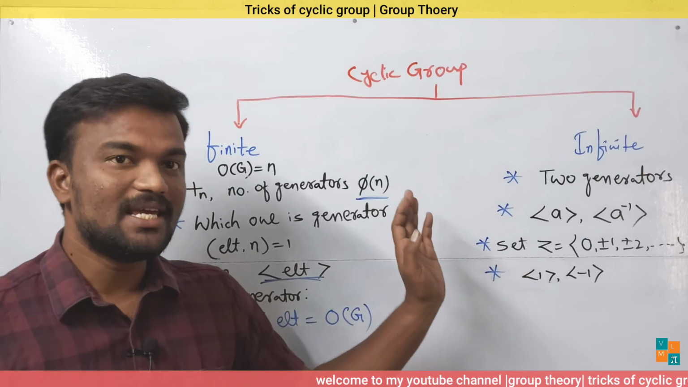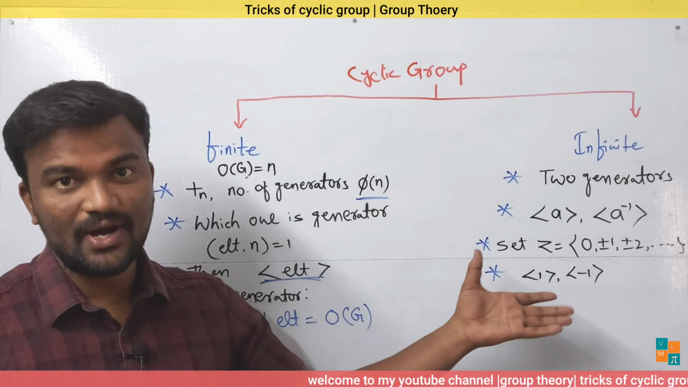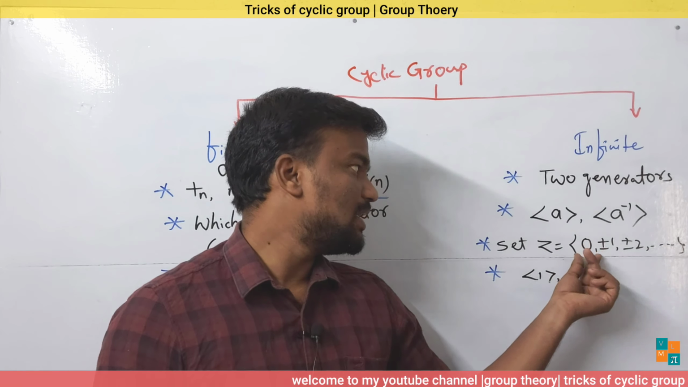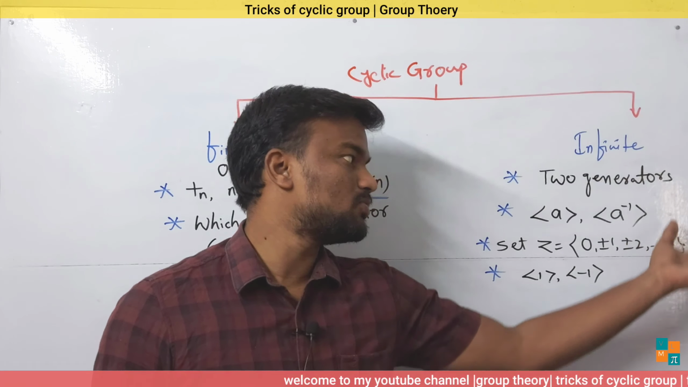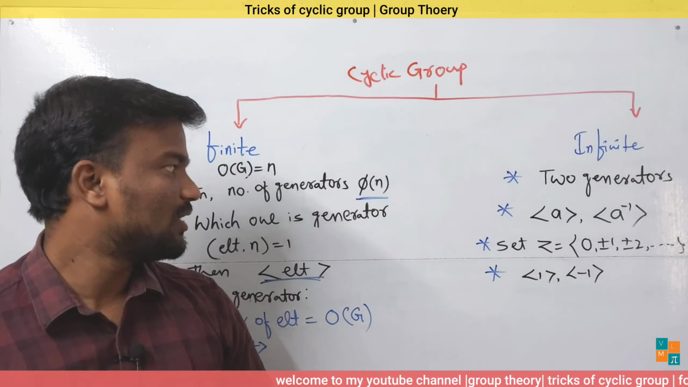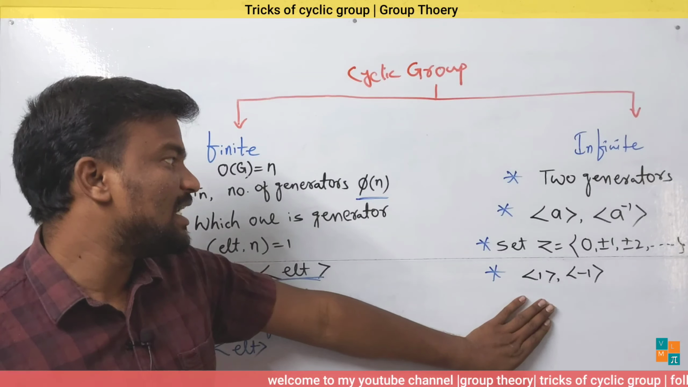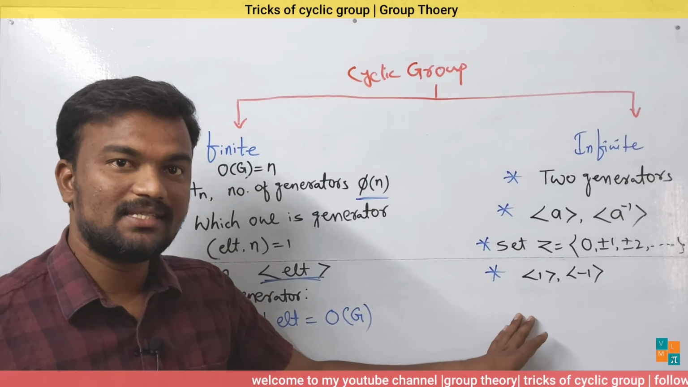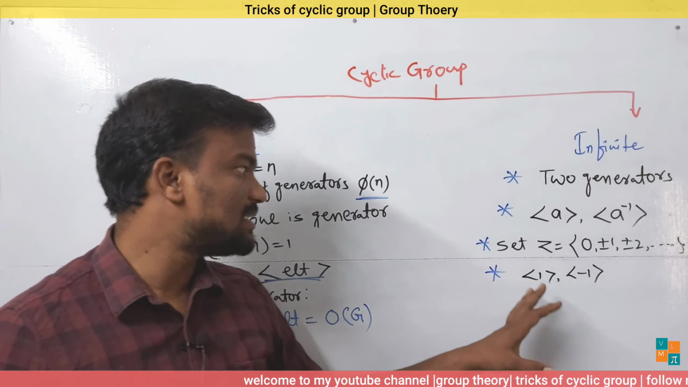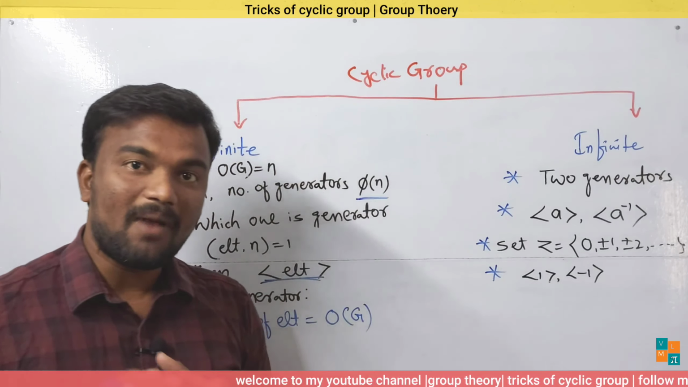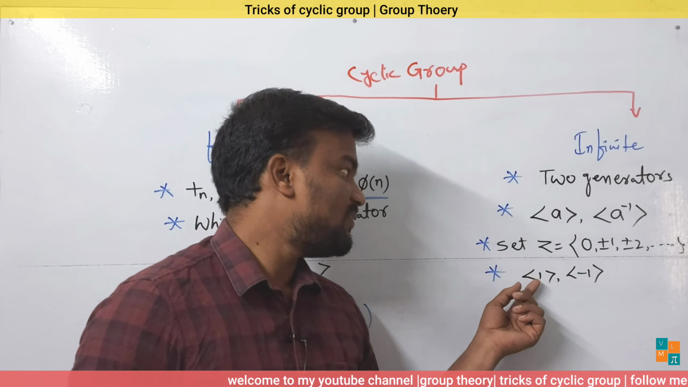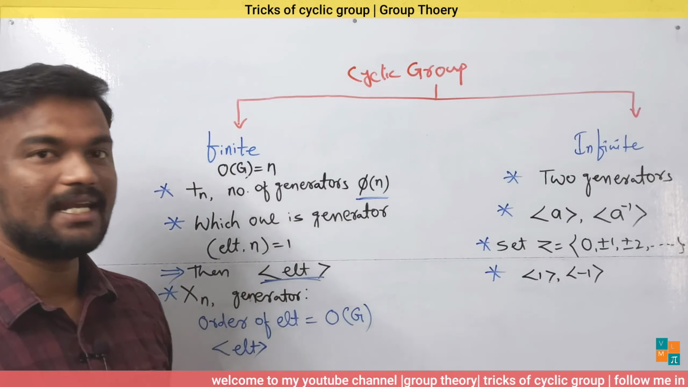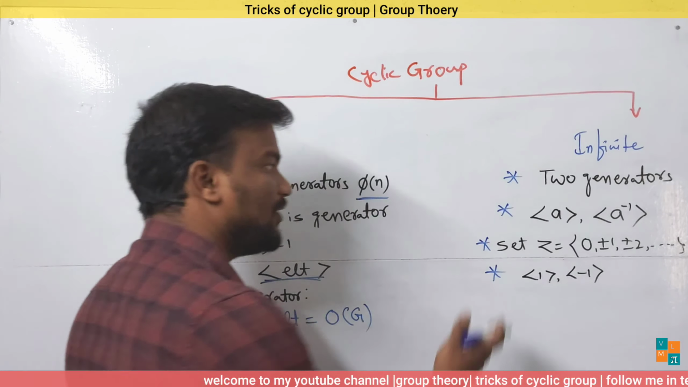Now let's see the example. The set of integers is an infinite cyclic group. The elements in the infinite cyclic group are 0, plus or minus 1, plus or minus 2, and so on up to infinity. Here 1 is the generator of the infinite cyclic group Z. What is the inverse of 1? The inverse of 1 is minus 1. Then minus 1 is also a generator of the infinite cyclic group Z.